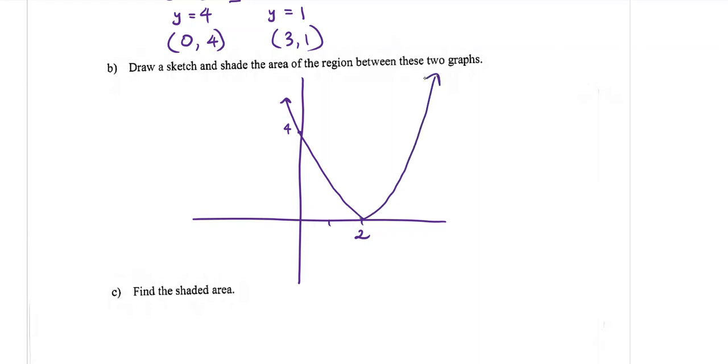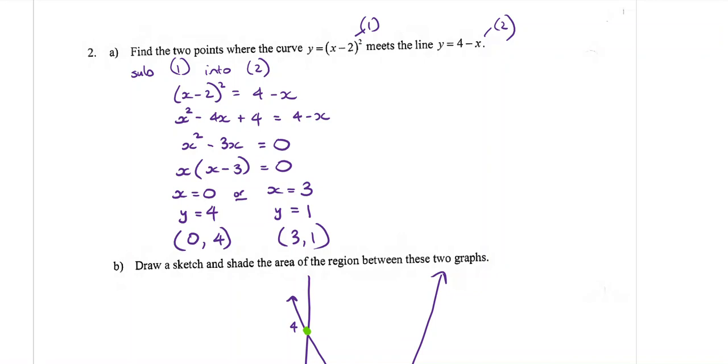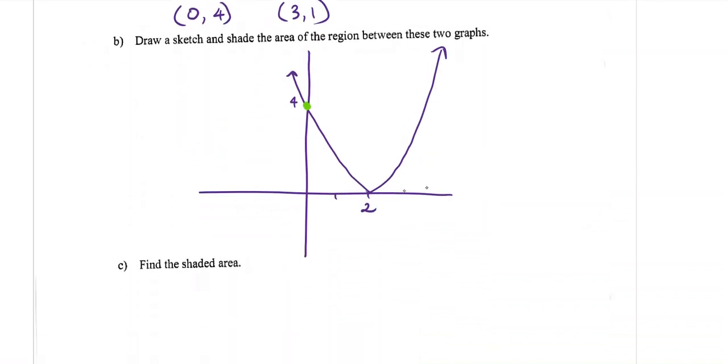Okay. Then the line, y equals 4 take away x. The y-intercept is 4. So it's here. The gradient is negative 1, but what might be better to find is the x-intercept. X-intercept is when the y equals 0. So if this is 0, x is equal to 4. So 4 is going to be here. And that is not a very straight line, but that's all right.